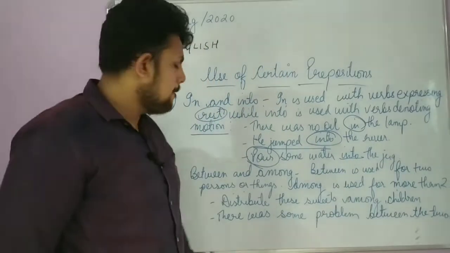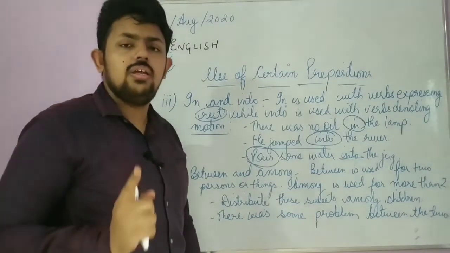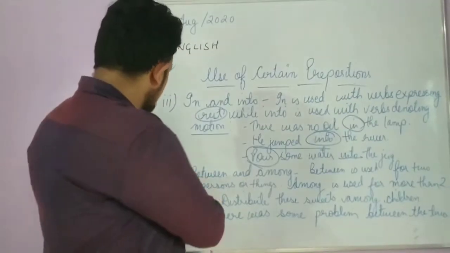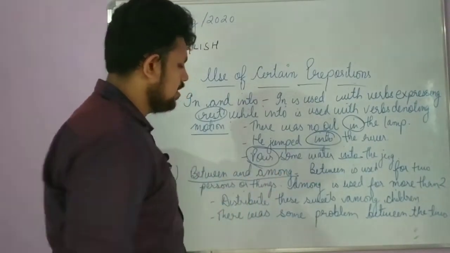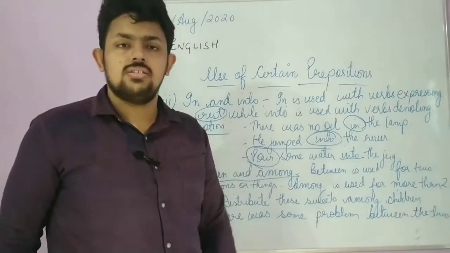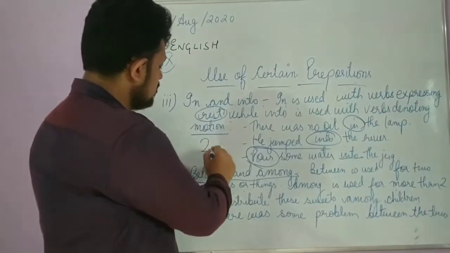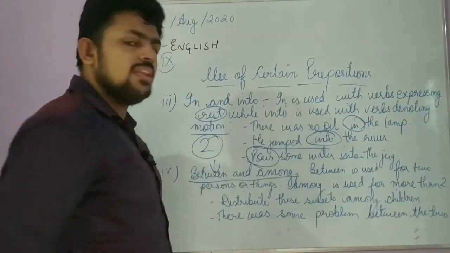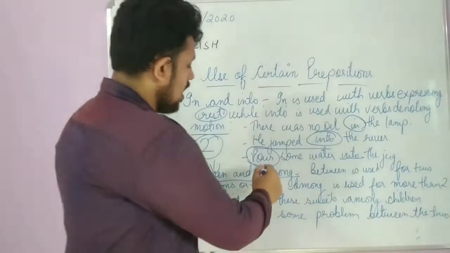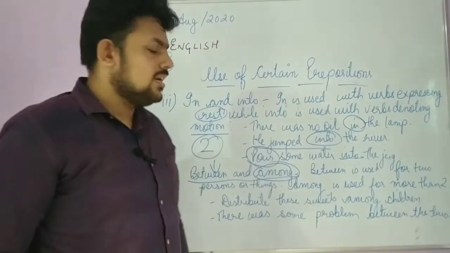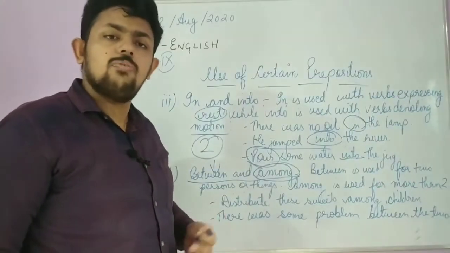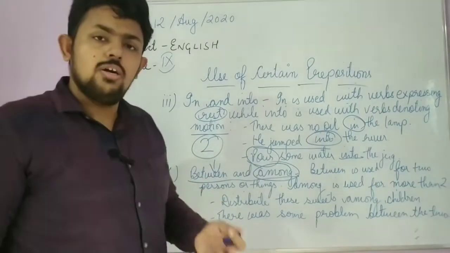Now see, between and among. These are two very confusing prepositions. Between is used for two persons or things. Wherever there are two persons or things, we will use between. And where the number of things is more than two, then we will use among. So wherever you have to use between and among in a sentence, keep in mind whether the number of persons or things is two or more than two.